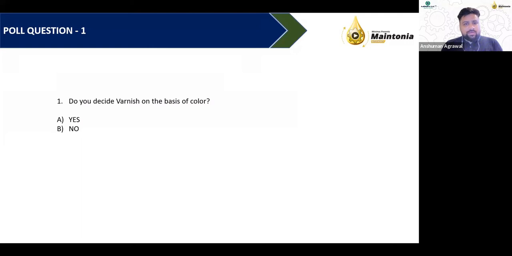So yes, we have the results out here. Pretty good number of people have said yes, which means they have been identifying it as varnish by virtue of the color of the deposits or those sediments. And around 37% said that no, they could not. So probably we have an audience where we can speak about it.